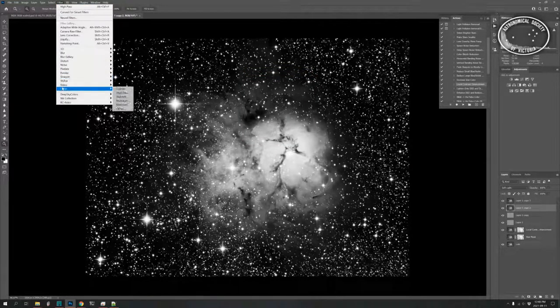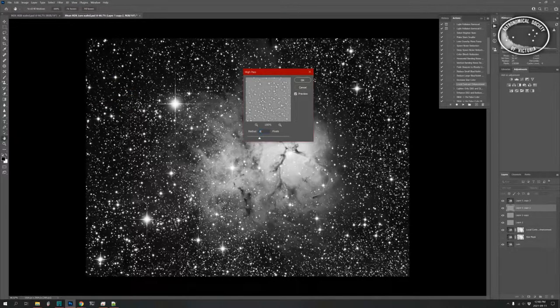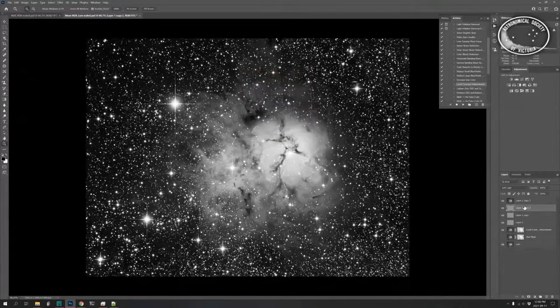Filter, other, high pass, 6 pixels. And I'm going to reduce the opacity to 75%. Type it in quicker.